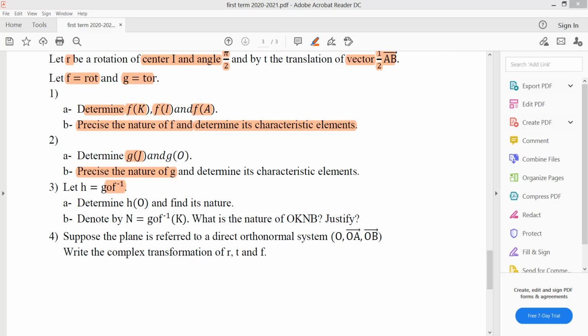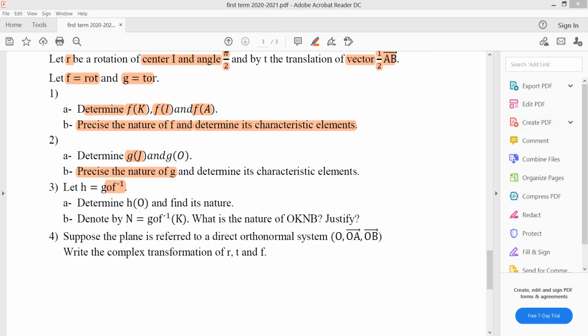Now g of I, g is a rotation of center j. We have proved g is a rotation with center j. So for g of I, I need to make a rotation of I with center j and angle pi over 2. It will be b.